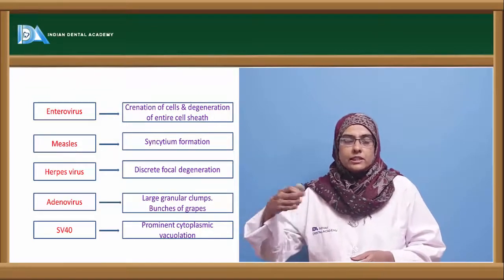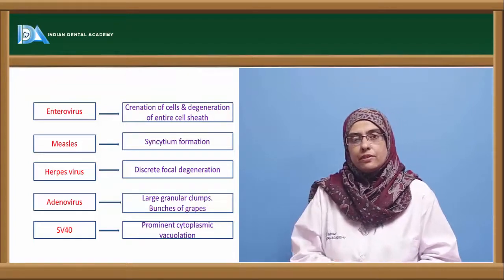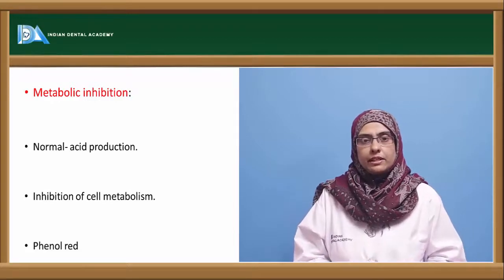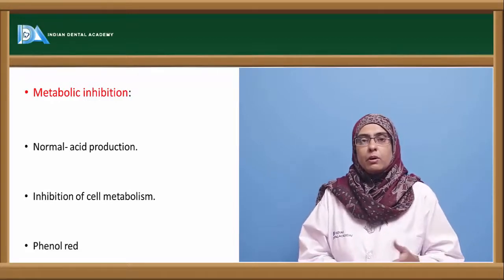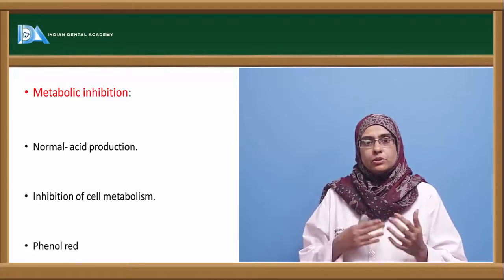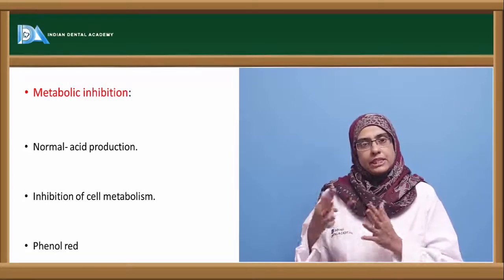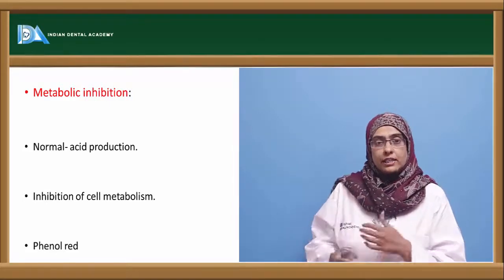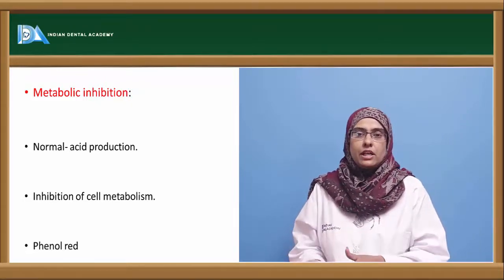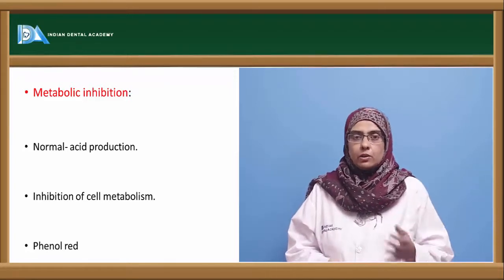So these are certain cytopathic effects brought about by the viruses that help in easy identification of the viruses. Next, another important characteristic by which we can identify the growth of viruses is metabolic inhibition. In a normal cell culture, when there are no viruses, due to the metabolic activity, certain acid is produced. The presence of the acid changes the color of the indicator. In the case of a growing virus, the metabolic activity is inhibited and there is no change in the color of the indicator. That helps in identifying the growth of the virus.